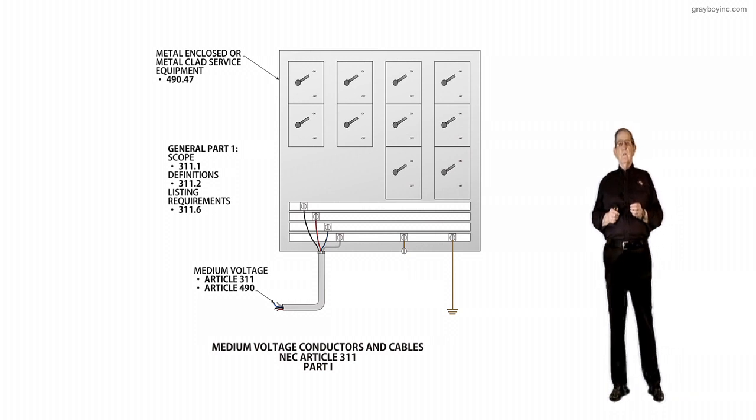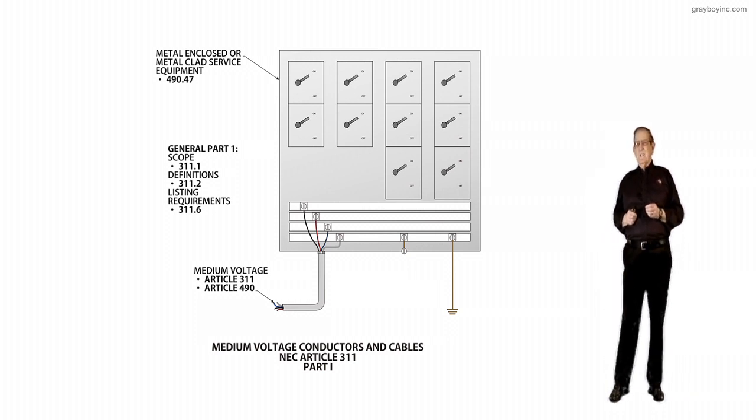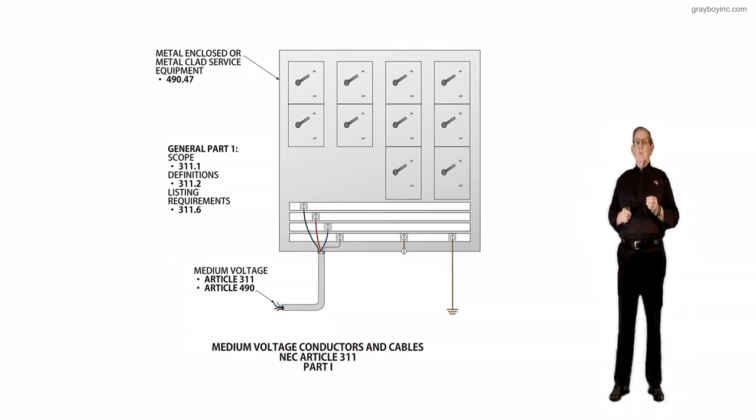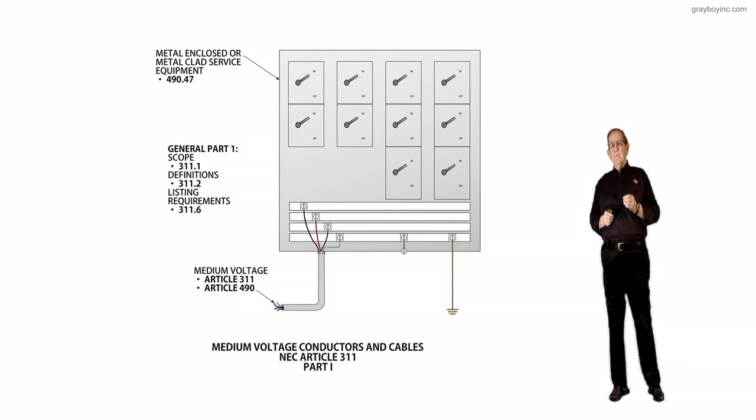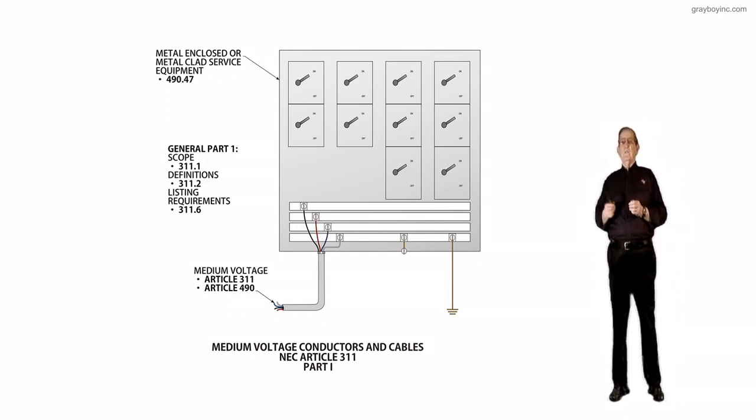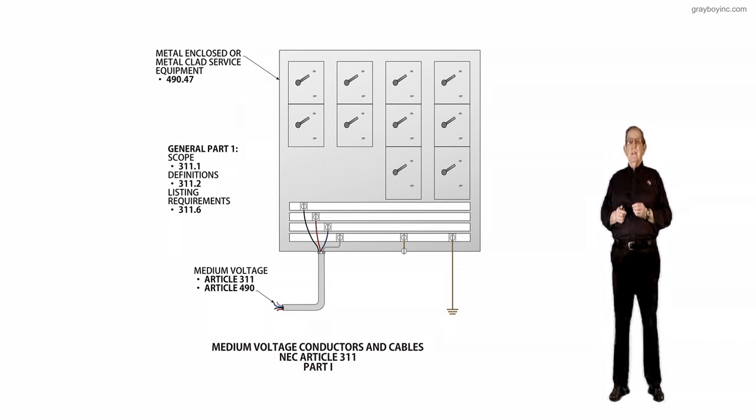This new article was existing Article 328 for medium voltage cables. And then in Article 310, all your tables pertaining to medium voltage have been moved into this new Article 311.